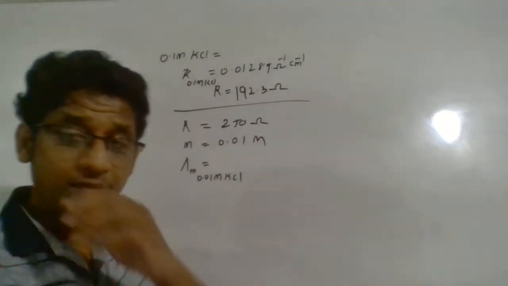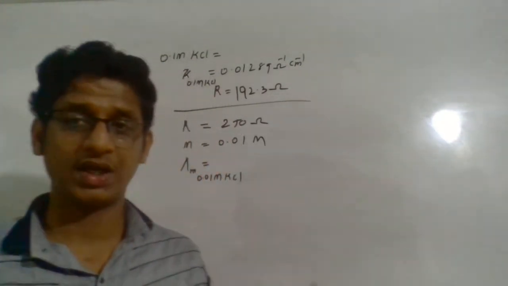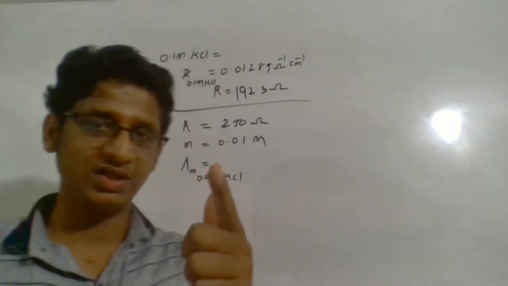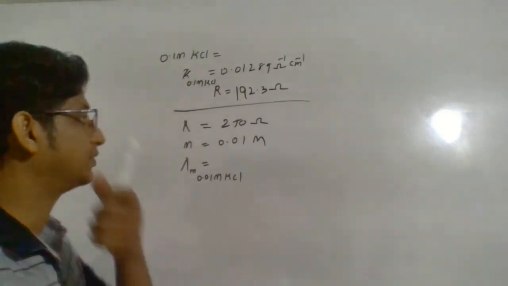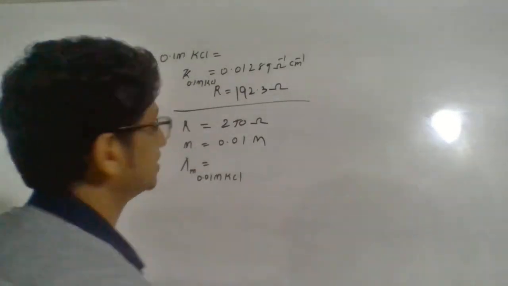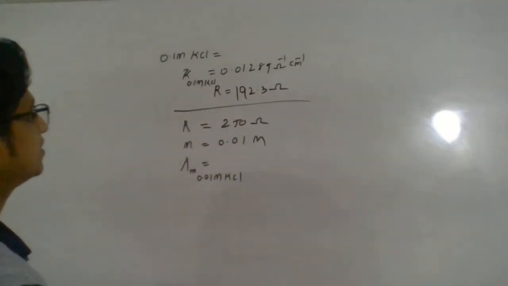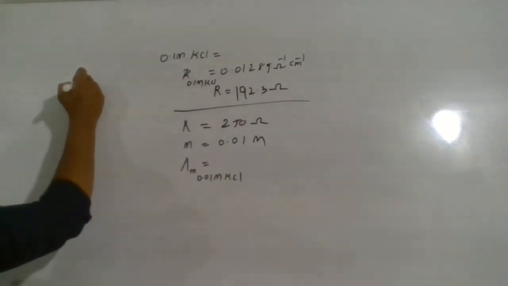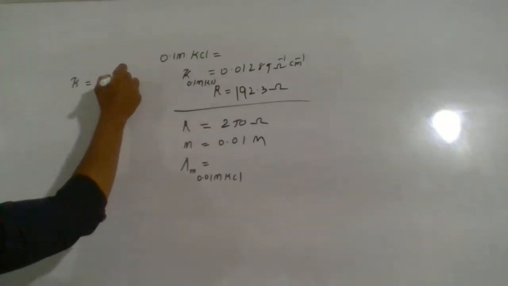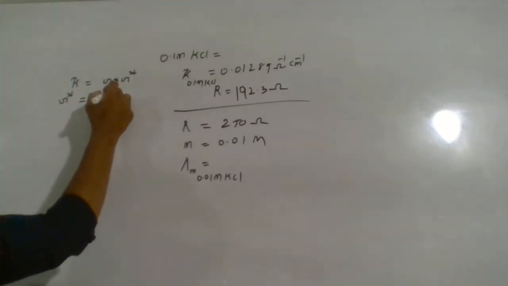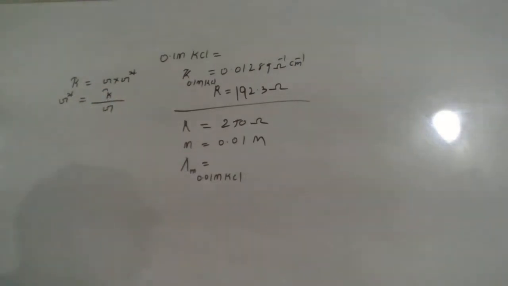What's the point here? We are finding the molar conductivity in the same conductivity cell, which means the cell constant will be constant. That's something you can remember when you do such calculations. So how can you start? All you need to find is the cell constant. We know conductivity kappa is equal to G into G star. So G star will be equal to conductivity divided by G.